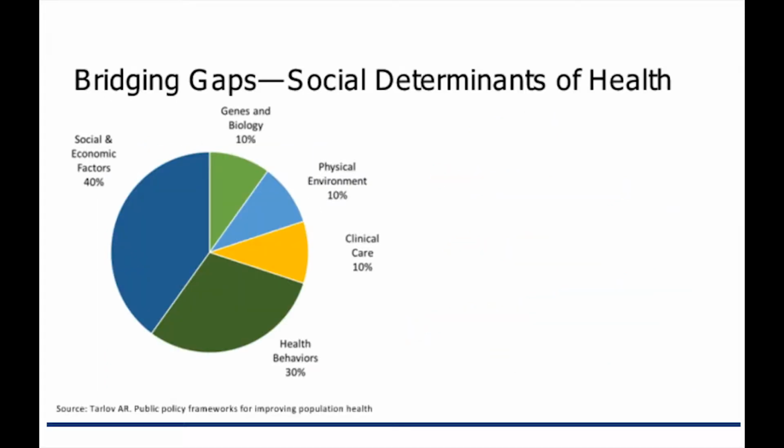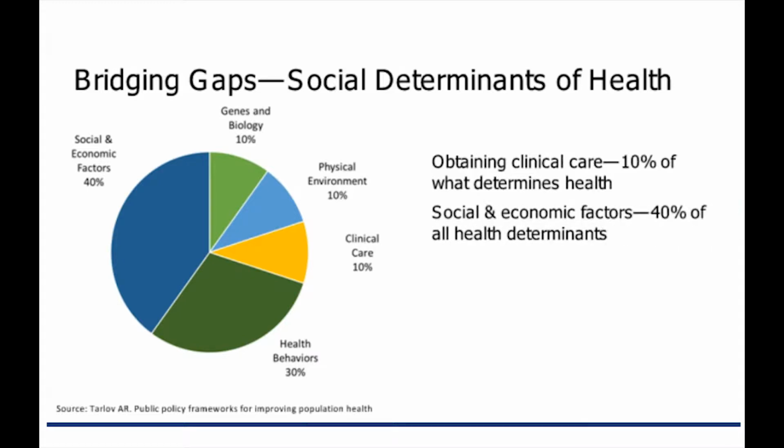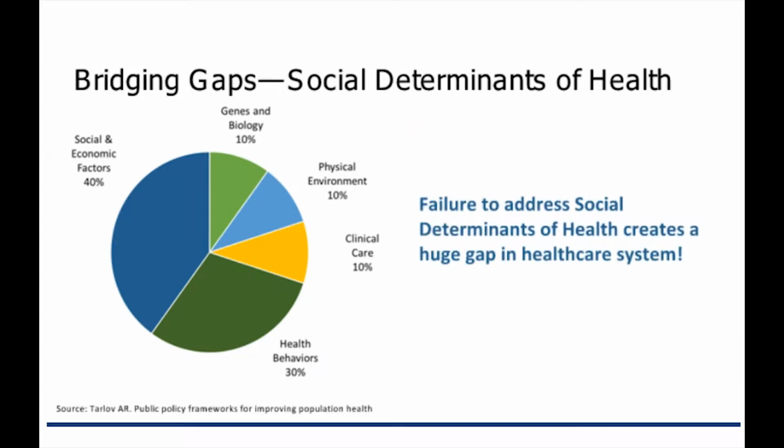Many factors determine someone's health. Note here that obtaining clinical care only accounts for about 10% of what determines health. Social and economic factors, the social determinants of health, play a more substantial role, accounting for 40% of all health determinants. Failure to address social determinants of health creates a huge gap in our healthcare system.